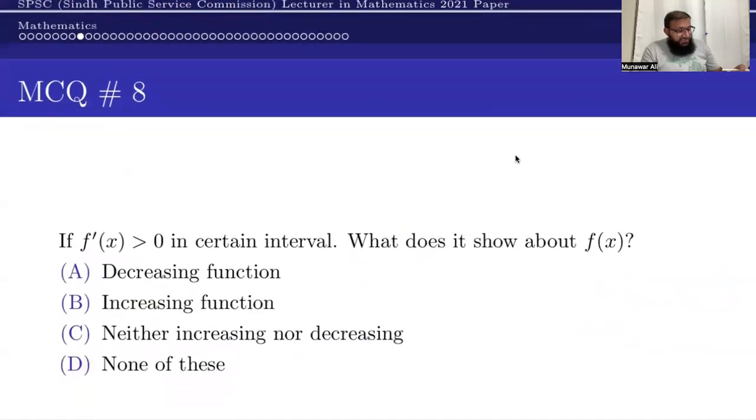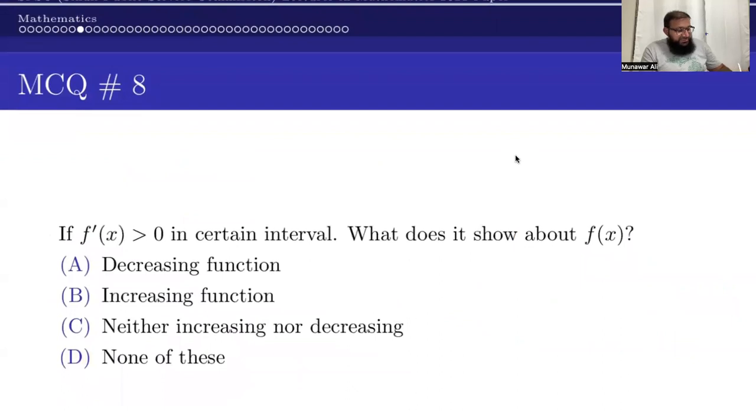Okay, so MCQ number 8 is really a simple MCQ. It says that if f prime of x is greater than 0, what does it tell about f of x? So it simply tells that the function is increasing. If f prime is greater than 0, increasing. If f prime is less than 0, decreasing. If f prime is equal to 0, that's going to be the stationary point where the function is neither increasing nor decreasing. So this is an increasing function if f prime of x is greater than 0. So this is really a simple MCQ. We don't need to spend so much time on this one.